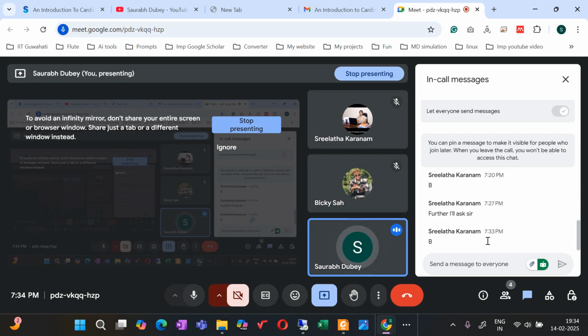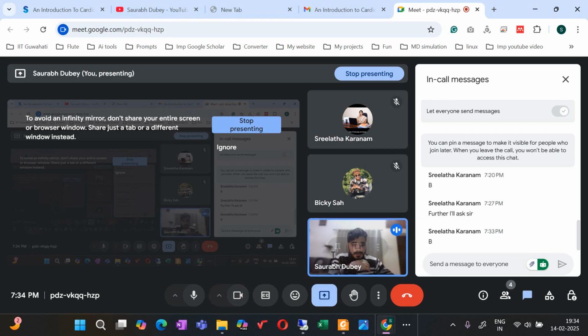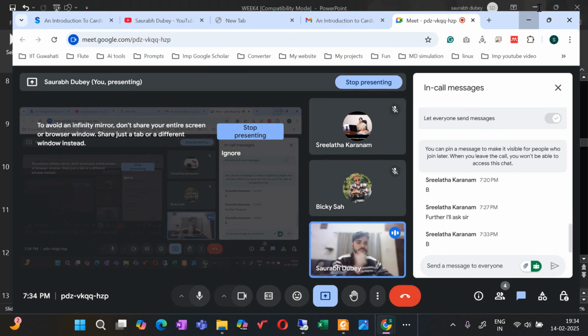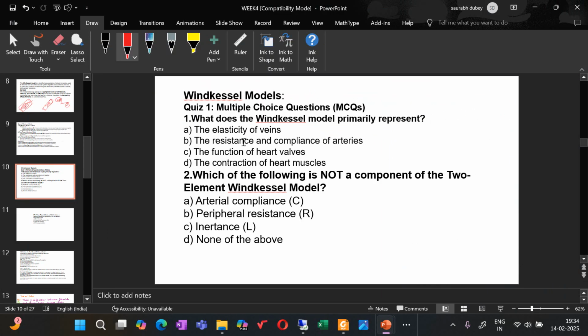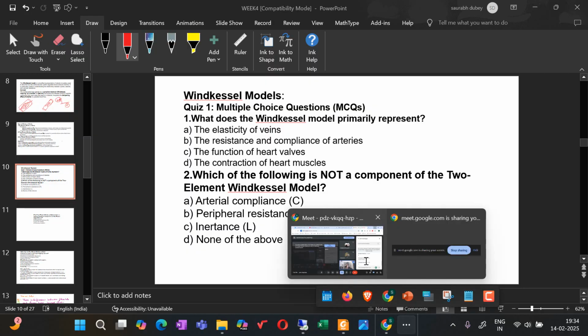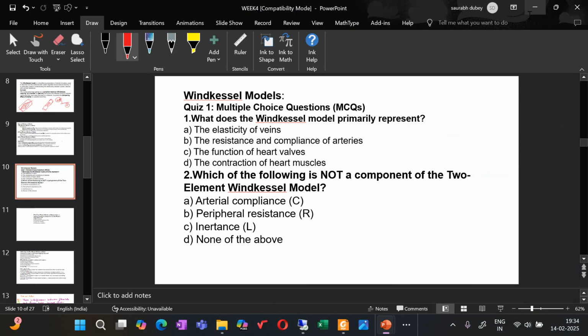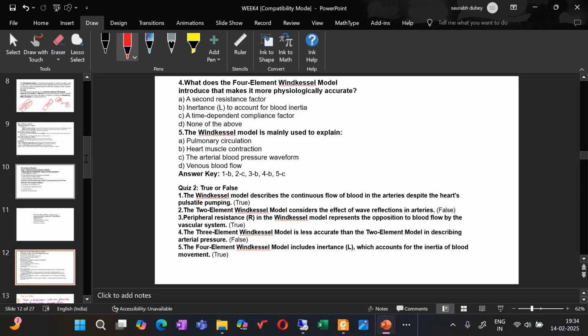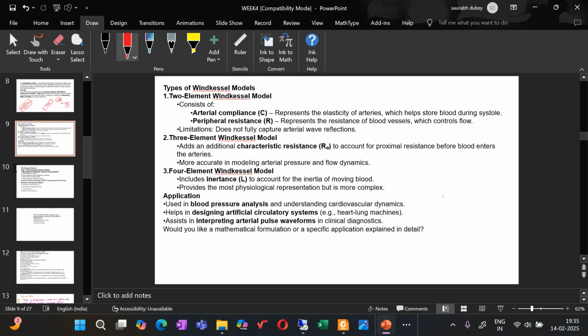So B option you are saying, right? Let me just see. This is lagging a bit. Yes, it is not lagging, right? So the elasticity of the veins. You are saying B, right? If I can keep both the screens together. So B is the resistance and the compliance of the arteries. So this is the correct answer.